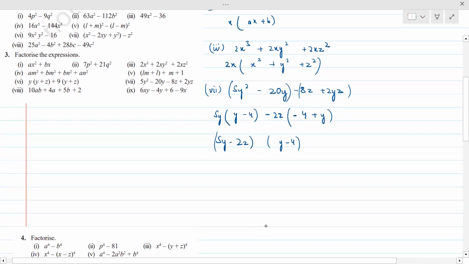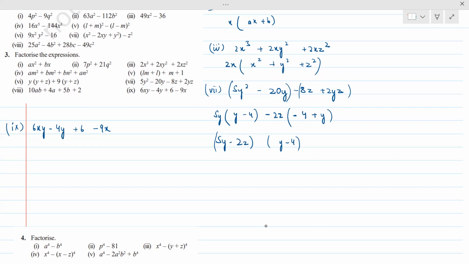Let's do one more. Last. Let's take 9. 6xy minus 4y plus 6 minus 9x. This is the last part of this question. Let's take 3x, because see, now in this we cannot take, if we take these two, we cannot have anything common except 2 and we are not getting the factors. So we will rearrange it like this.